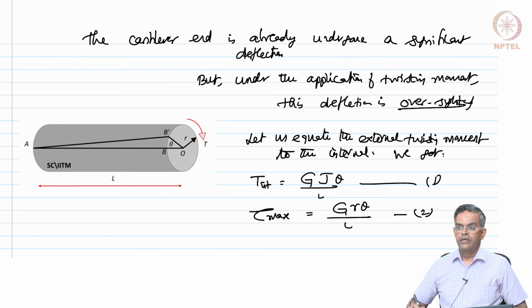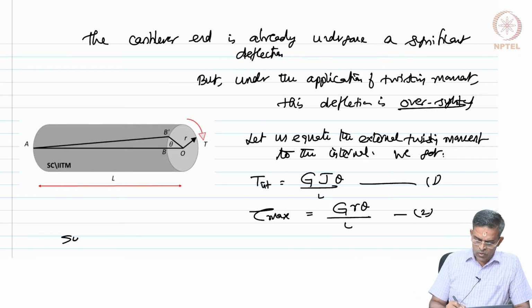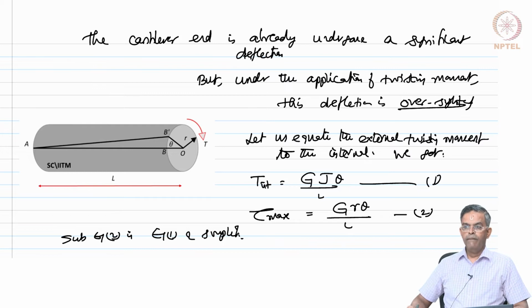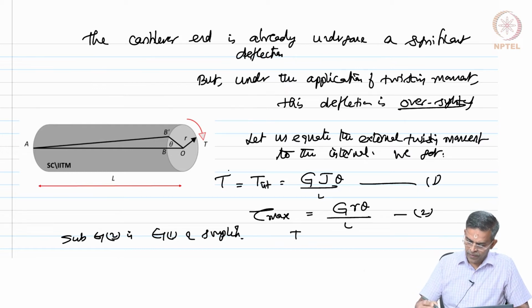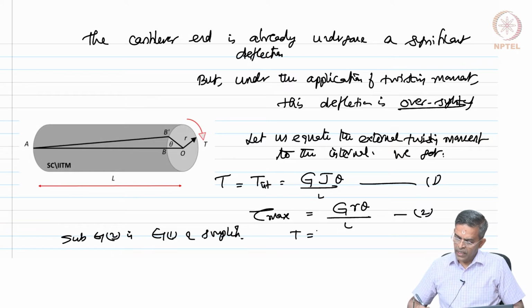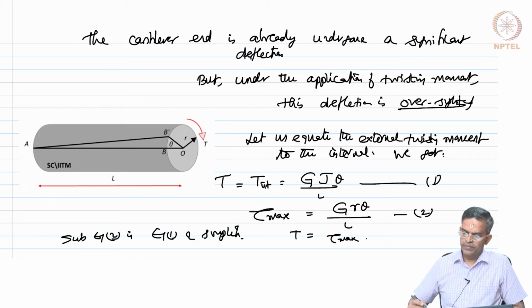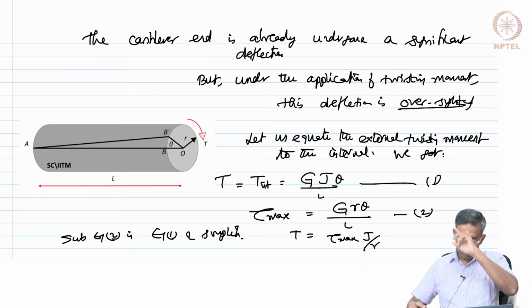Now, let us substitute equation 2 in 1 and simplify. We get T as, let us say, G theta by L is tau max. So, tau max J by R, am I right? Because G theta by L is tau max by R. So, tau max by R into J. We call this equation number 3.